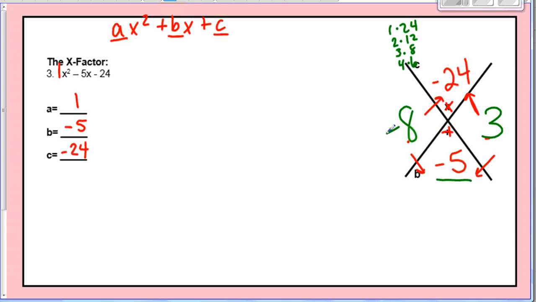Okay, what that does is it tells you, voila, that negative 8 and 3 are the numbers that we want to split our middle term into. So I can now rewrite this into 4 pieces, because that's what we like.